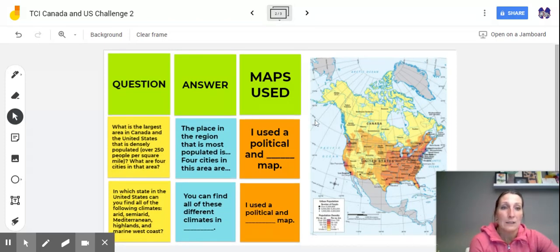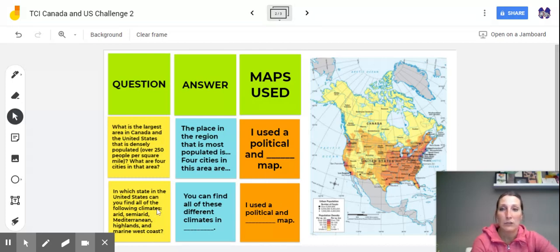When I'm done answering question 1, I used a political, that's the map that shows our political boundaries, states, provinces, or territories. And on top of that, I kind of layered my population density map. I'm going to fill in that blank here, again, in my TCI notebook. I'm ready to move on to the second question.